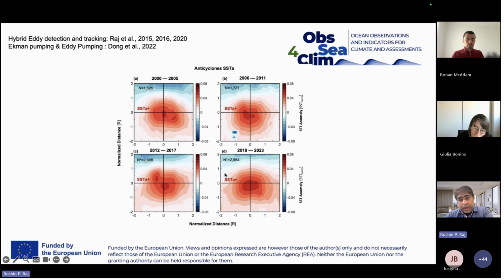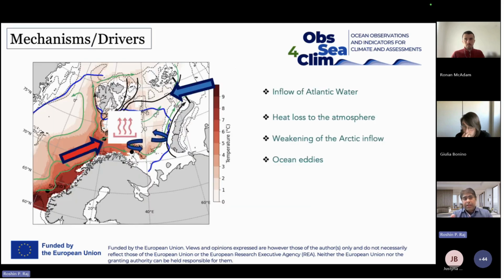You see that during the lighter period, the core of the cyclone or the anticyclones are getting warmer, which will in turn impact the marine heat wave eddy initiation. Okay, so now I have gone through the mechanisms associated with the marine heat wave events in the Barents Sea.